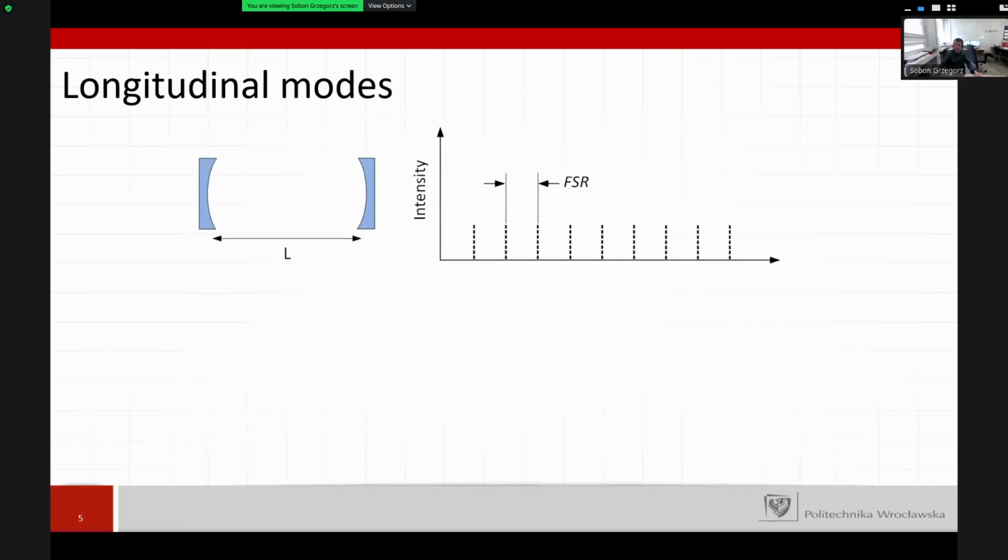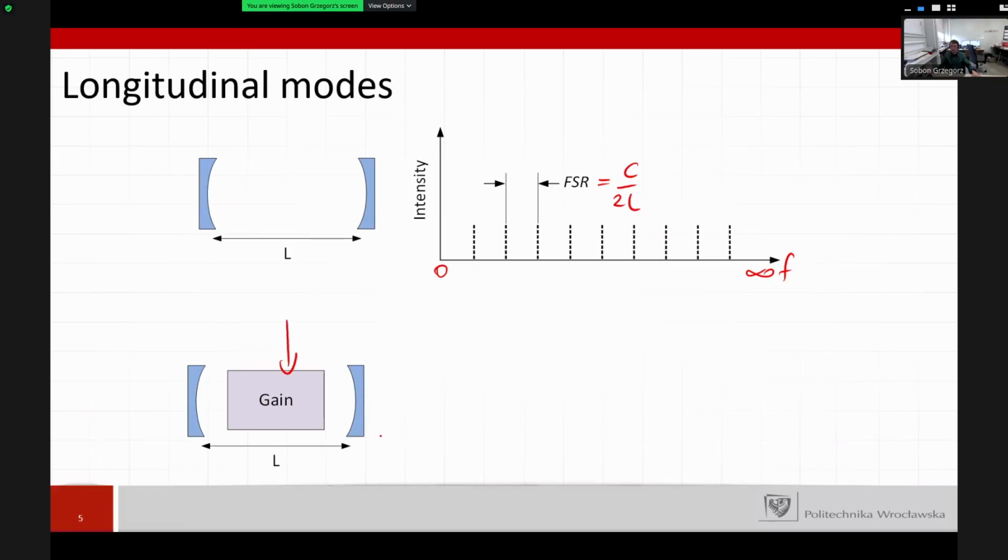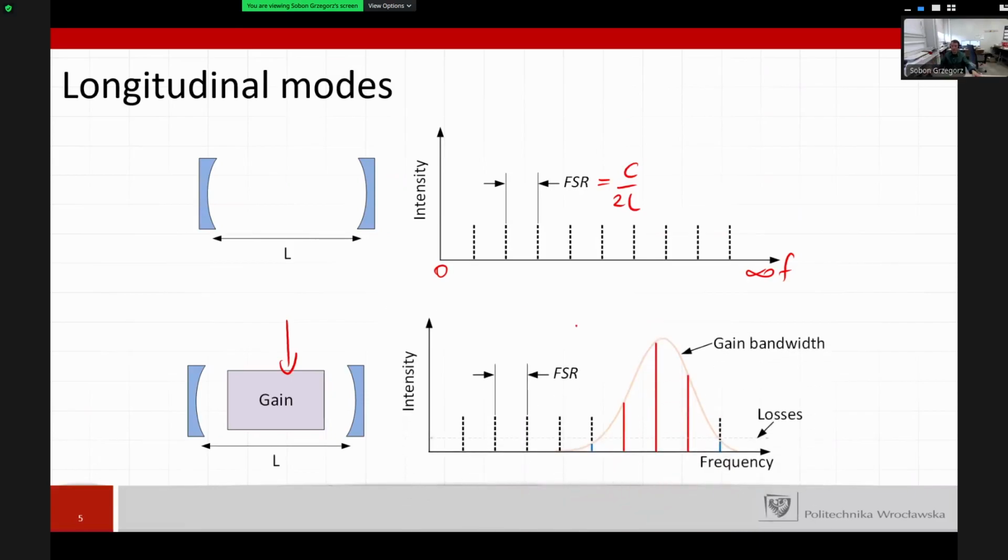So in general, these longitudinal modes on the frequency axis will look like that. When we have the length of our empty resonator, these modes start from 0 and they span up to infinity, because we have an infinite number of potential resonances of our resonator, and they are spaced by FSR, which is c/2L. But if we add the gain medium inside our laser, the gain medium will have a certain bandwidth, so it will cause some of the modes to be excited in the laser.